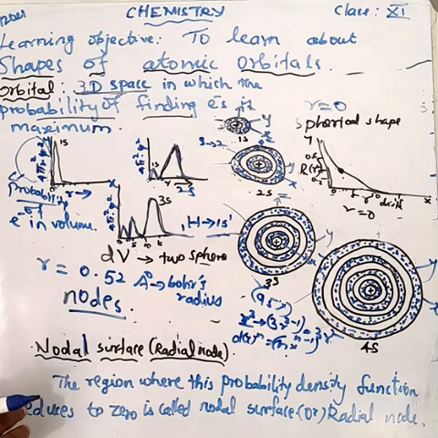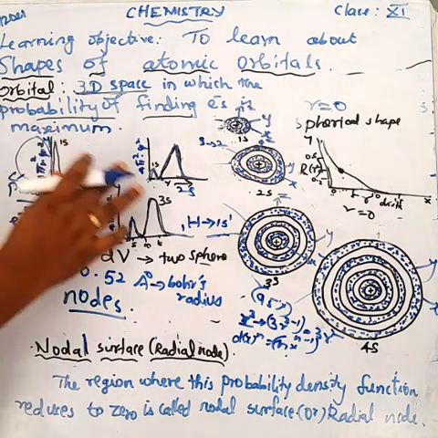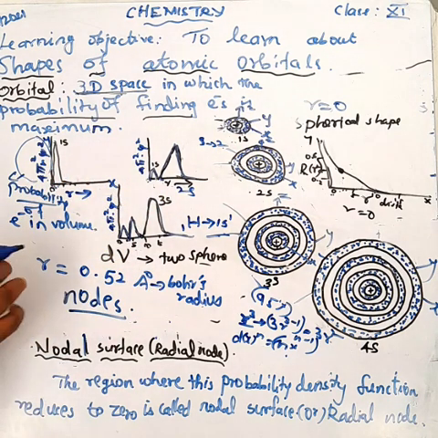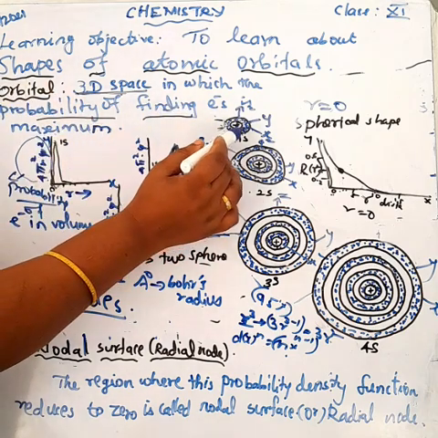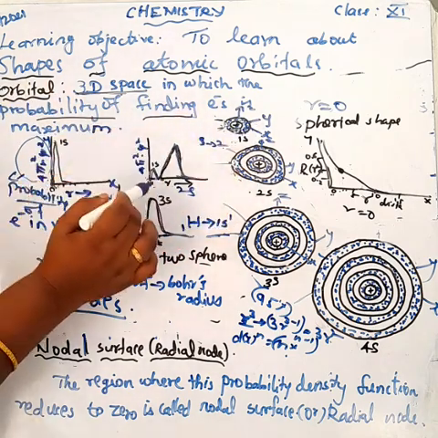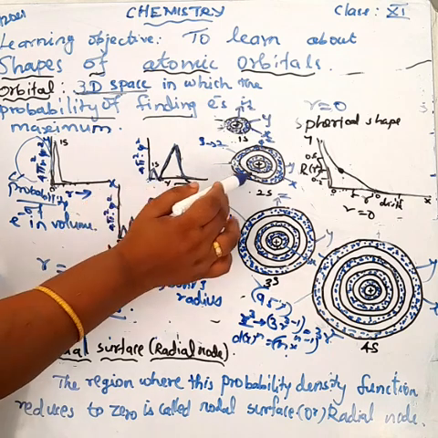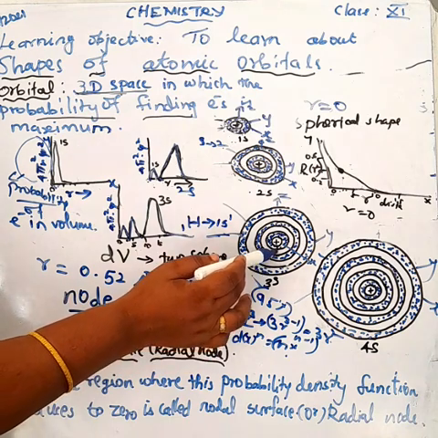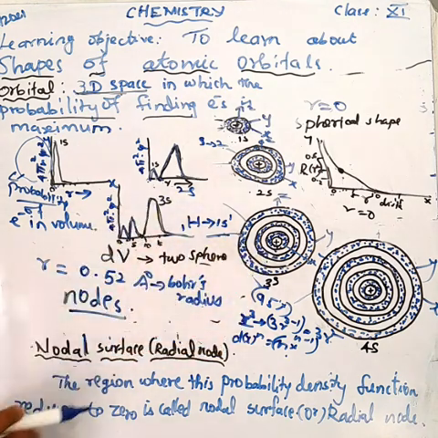When we are seeing the shape of the orbital, this is the 1s orbital, 2s orbital and 3s orbital. You see here, how many nodes are there? For the 2s orbital, only one node. Okay, for the 3s orbital, how many nodes? 2 nodes. Okay, wow.